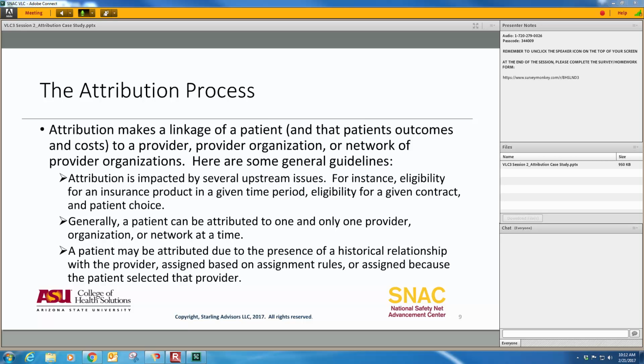Generally speaking, a patient can be attributed to one and only one provider, organization, or network at a time. And that's because the plan, the health plan or Medicaid or whomever the payer is, is trying to make that distinction or connection of the patient to a single provider for which to hold the outcome. There are some exceptions to that, but generally speaking, that's how this works. If the plan is to pay a bonus to a provider or organization, they intend to pay that bonus really only to the one provider organization that cared for that patient.